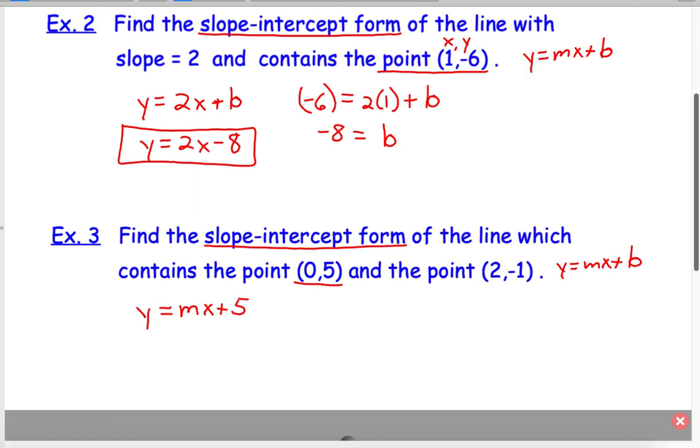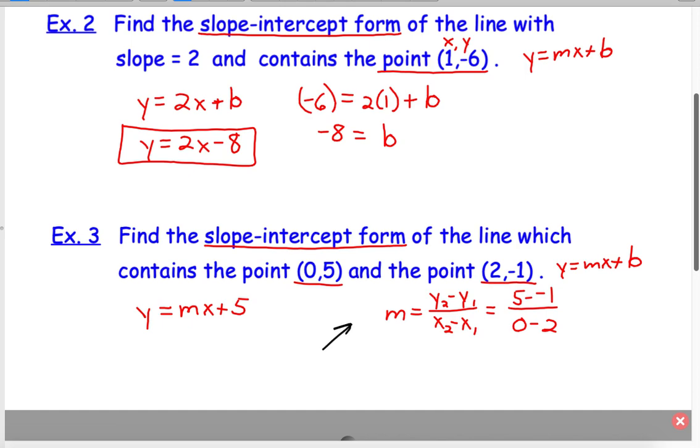Okay, now I don't have the slope though. They did give me 2 points. So we remember, wait a minute, I know how to calculate slope. M is equal to the rise over the run, or the difference of the y coordinates divided by the difference of the x coordinates. So I can use these 2 points to do that. So 5 minus, careful, minus a negative 1. That's the difference of my y coordinates. And 0 minus 2.